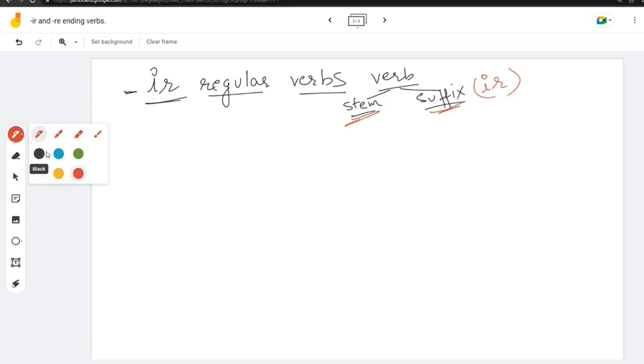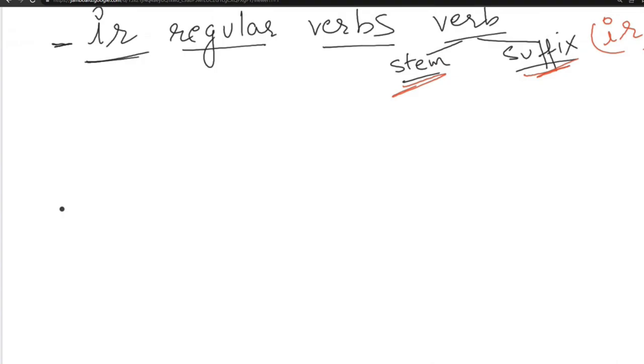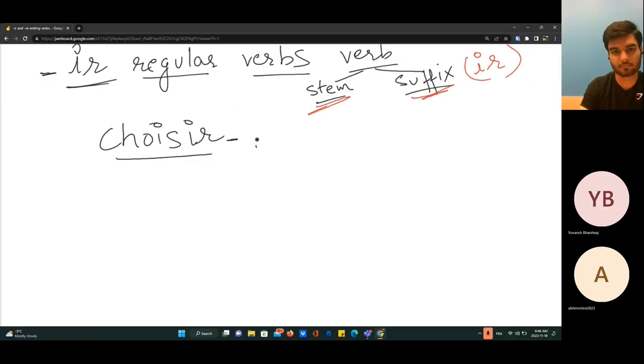Awesome. Now, let's take an example of any IR ending regular verb and how we conjugate that verb into its proper subject pronouns. So we have this verb, which is choisir. Can anyone guess the meaning of this verb? To choose. Okay, to choose. It is a verb. Choice is more like a noun.